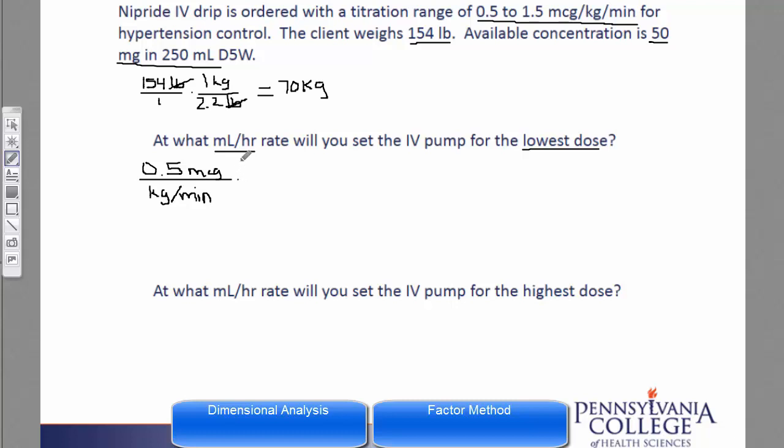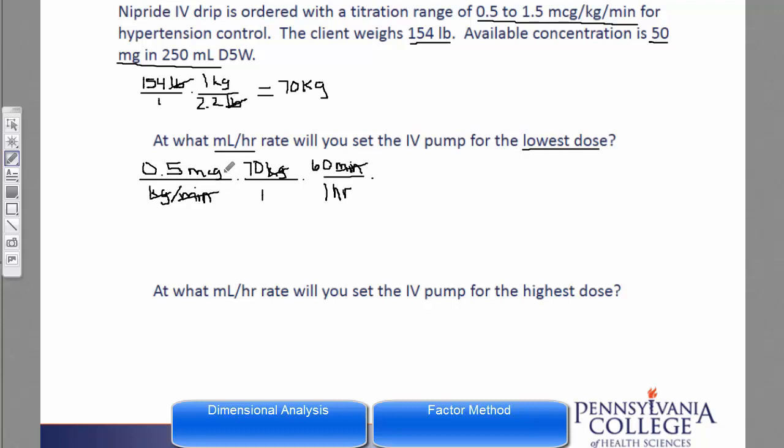First thing I'm going to do is multiply by the patient's weight of 70 kilograms. That will cancel out the per kilogram. Second thing I'm going to do is to try to cancel the minutes. So I need that on the top of my fraction. I know that there are 60 minutes to 1 hour. And that changes my label to hours, which is one of the labels that I want.